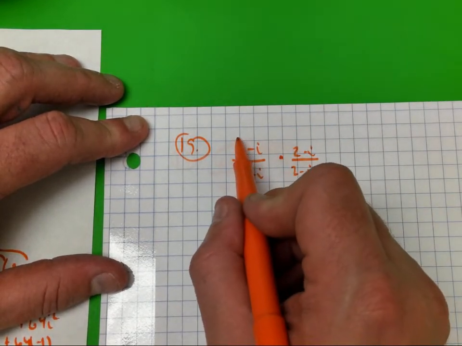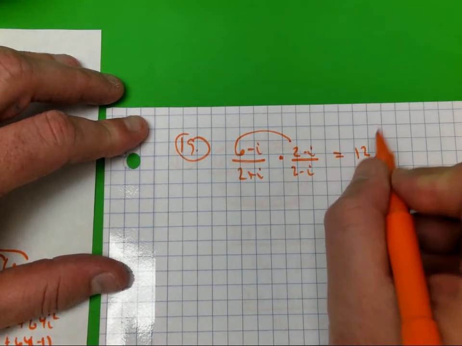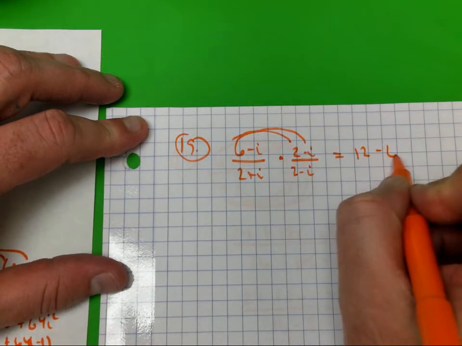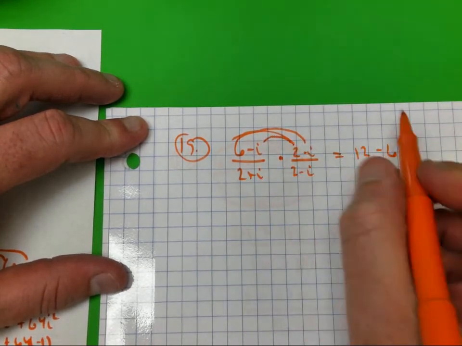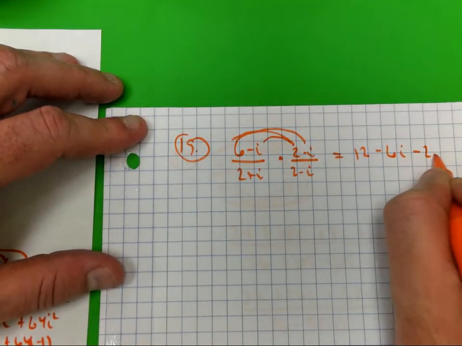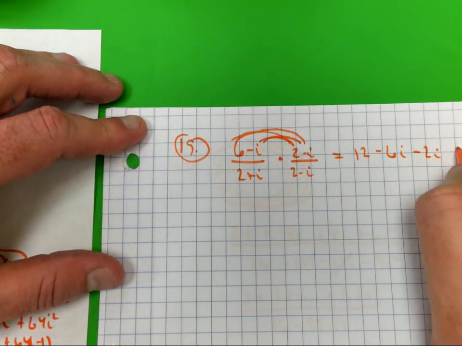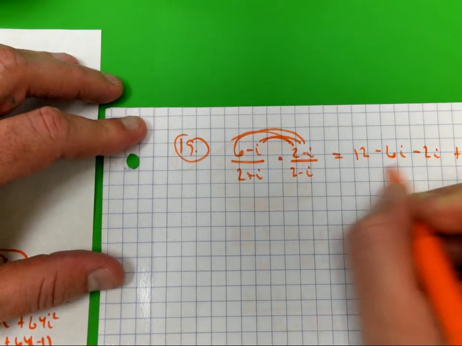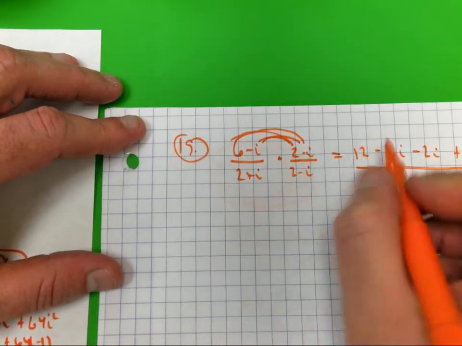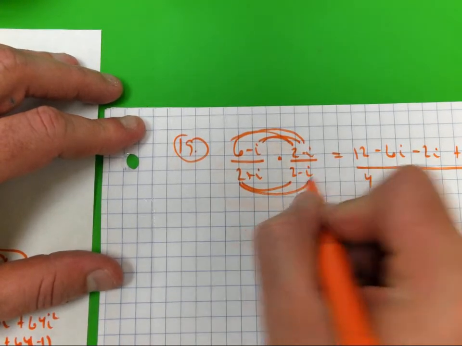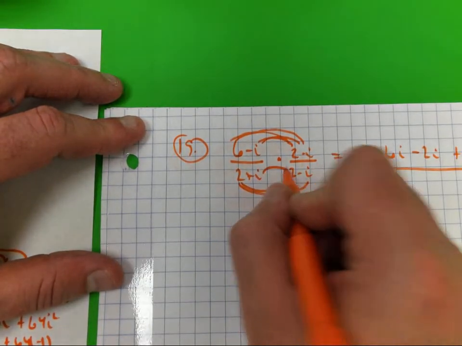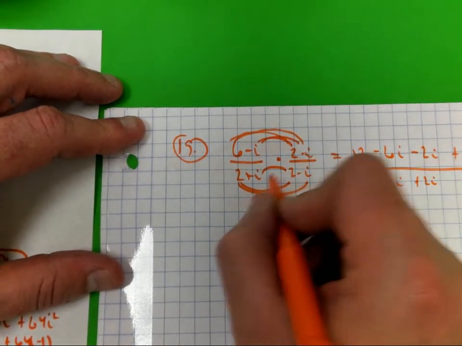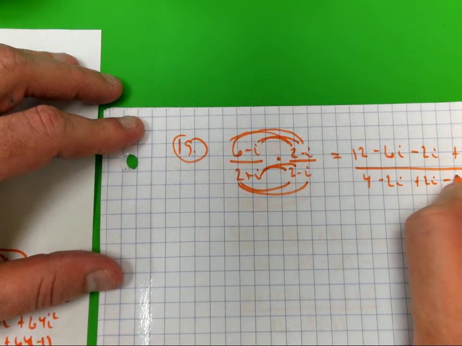Okay, I'm on a fold. 6 times 2 is 12. 6 times negative i is negative 6i. Negative i times 2 is negative 2i. Negative i times negative i is a positive i squared. Over 2 times 2 is 4. 2 times negative i is negative 2i. i times 2 is 2i. i times negative i is negative i squared.